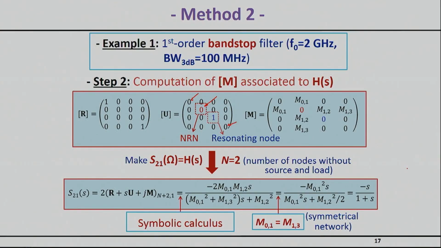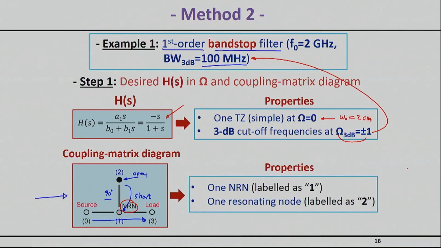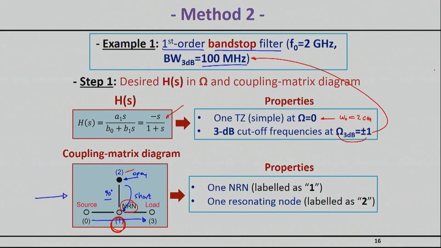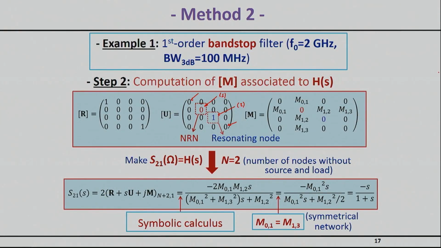Now, if you go back to the coupling diagram, our node 1, which is right here, is a non-resonating node. So we will go ahead and change the node 1 from a 1 to 0. Of course, node 2, which is represented right here, this is actually indeed a resonating node. Let's go back here. So node 2 is a resonating node. So this will remain equal to 1.